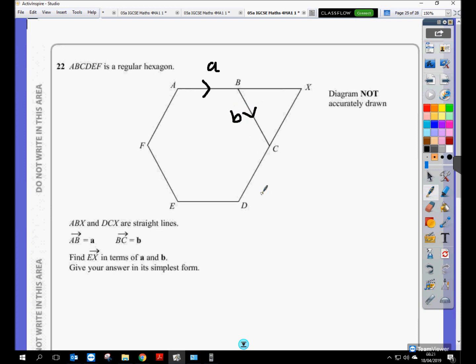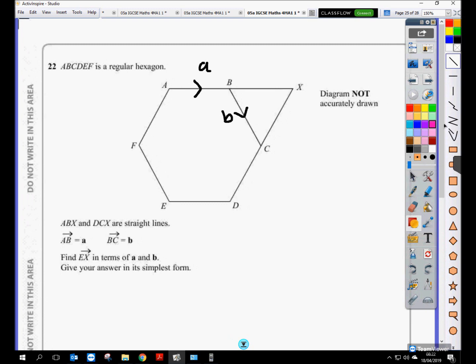Now, what you must not assume is that vector BC is the same as vector AF, because they look like they're the same length. That's not true, because as you can clearly see, it does not have the same direction. Now, what I'm going to do here is I'm going to show you using colour on here. So let's just draw over that. In fact, let's make that a bit thicker.